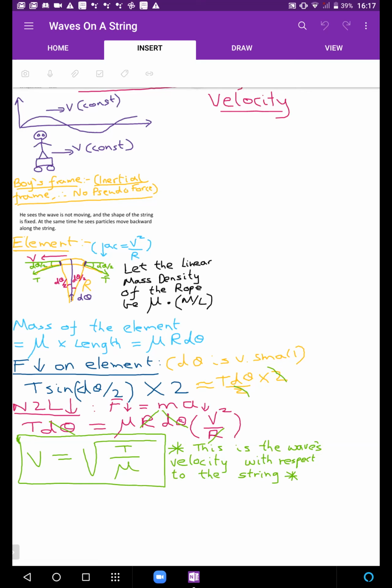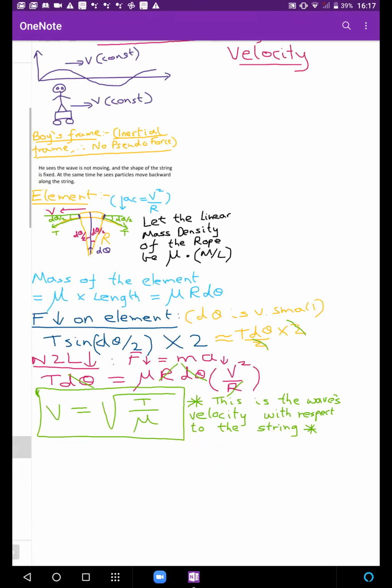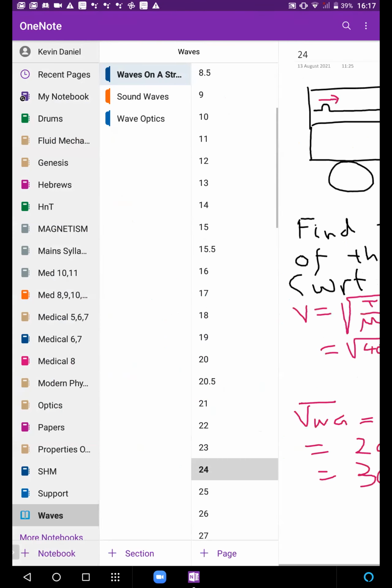Finally, our result is that wave's velocity is root T by mu, and this is the velocity with respect to the string. String के frame में ये velocity दिखता है. String खुद अगर एक गाड़ी में है and it's moving, then accordingly the wave's velocity will be even greater. Okay.